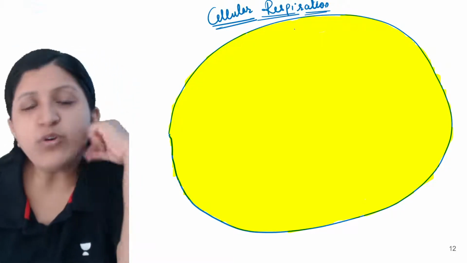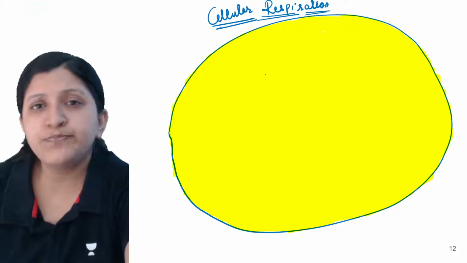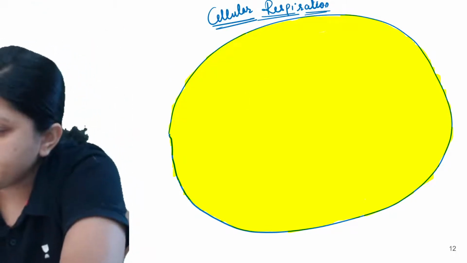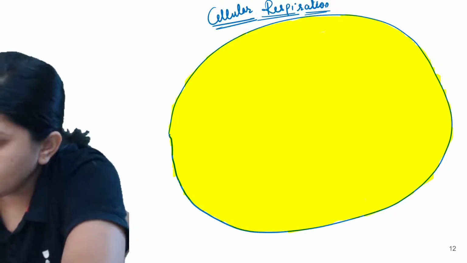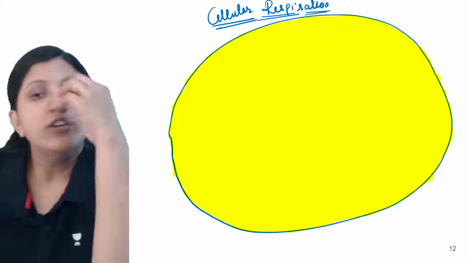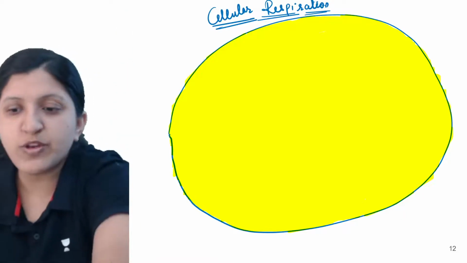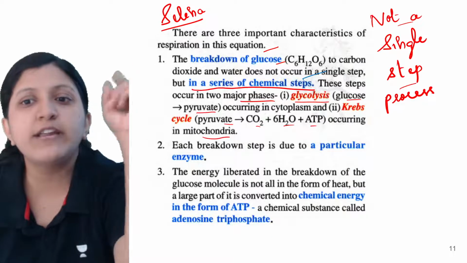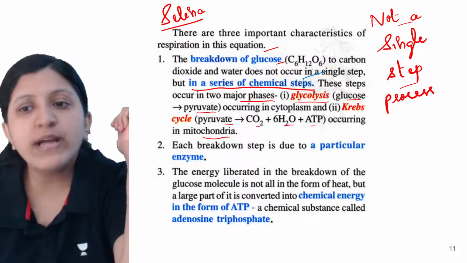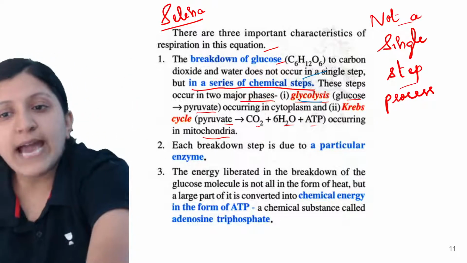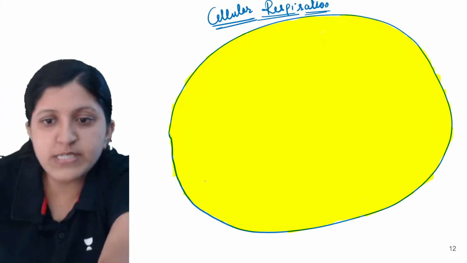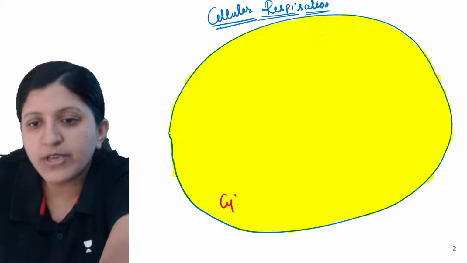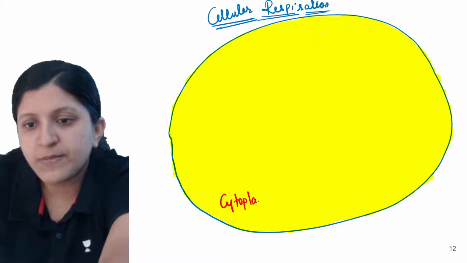All right, so now when we mention cellular respiration, this will occur in two steps. Okay, so you can see here it is a series of chemical steps. So these steps occur in two major phases. One is glycolysis, so that occurs in the cytoplasm. So now this part what you see here is basically the cytoplasm. Okay, so this one is the cytoplasm.